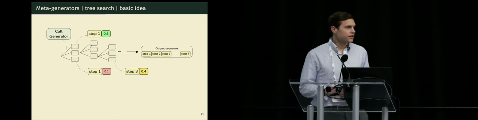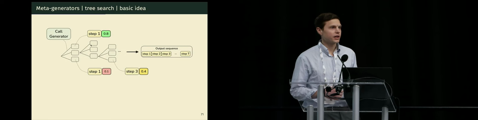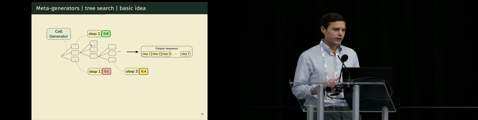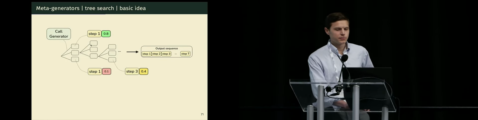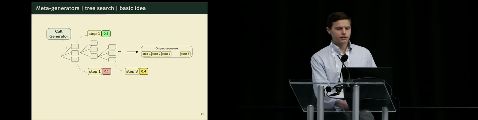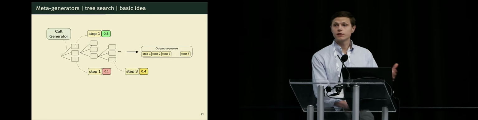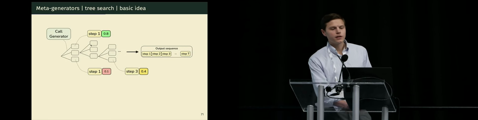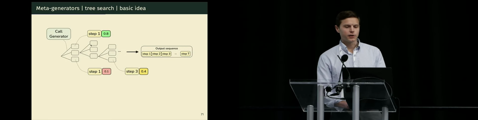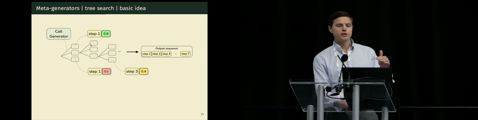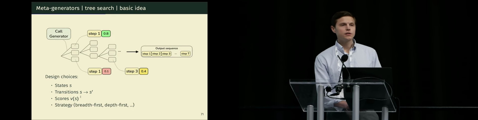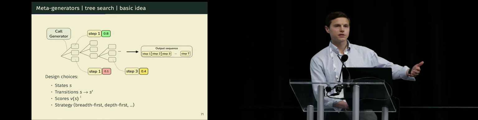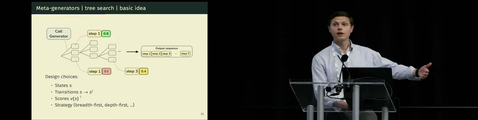Tree search assumes that you decompose your generation process into a search over states and transitions. In the case of the math problems, you might call your generator to give you multiple options for the first step of the solution. Then you come up with some way, and I'll tell you in a bit how, of coming up with scores for each one of these states. And once you have the scores, you can run a tree search algorithm to pick the one with the highest score, choose that one to expand next, and eventually get some full output.